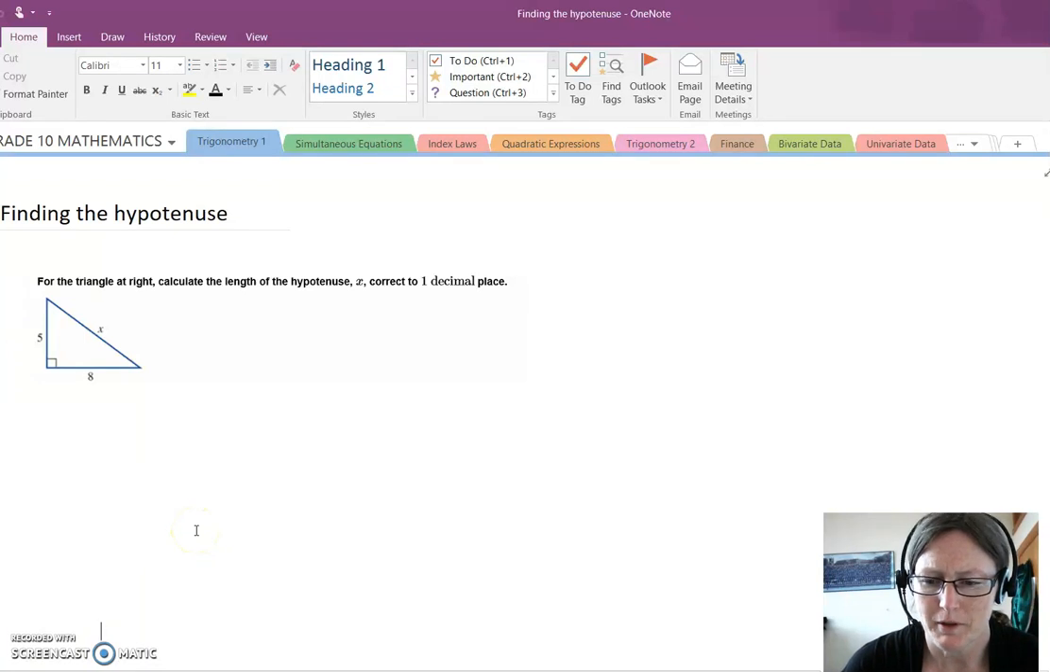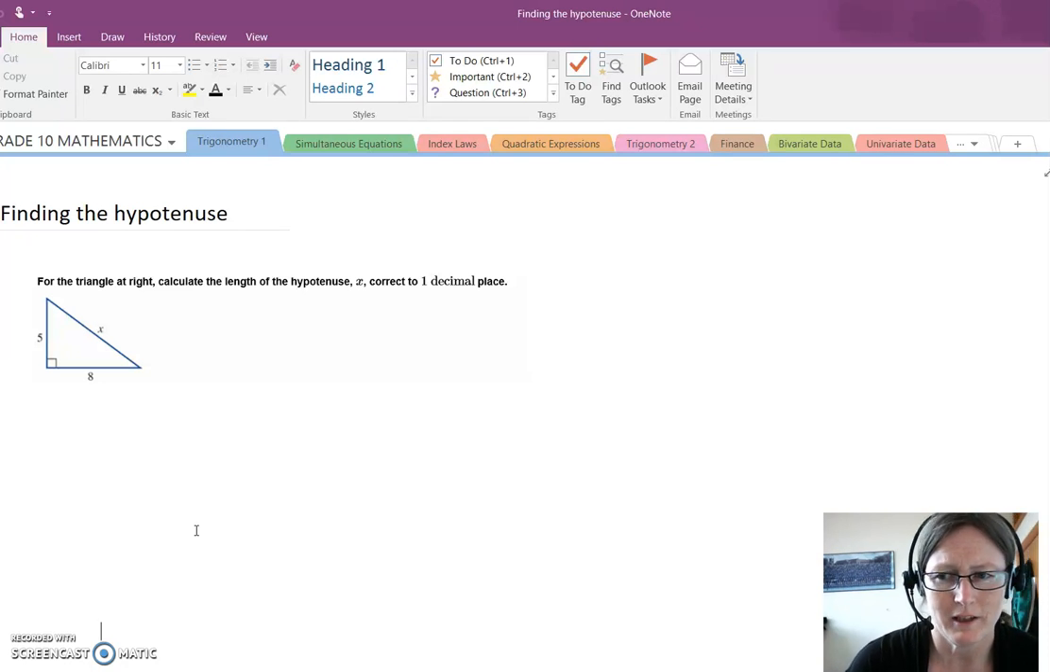Okay guys, before we begin trigonometry, we're going to do a bit of revision on Pythagoras' theorem, which you would have looked at probably in grade 8 and definitely in grade 9. With Pythagoras' theorem, it gives us a way of finding the length of the third side in a triangle if we know the lengths of the other two sides. So you can see from this example here, we know the lengths of two sides, 5 and 8, and we're asked to find the length of the third side, which is marked by x.